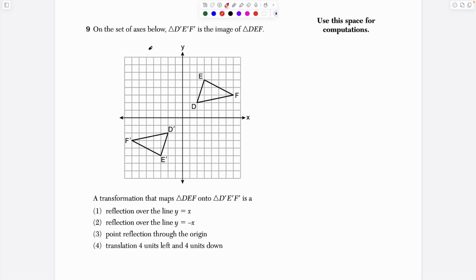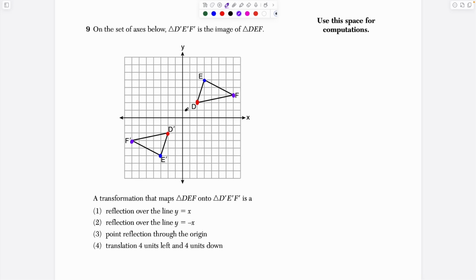Question 9: on the set of axes below, triangle D'E'F' is the image of triangle DEF. A transformation that maps triangle DEF onto triangle D'E'F' is... and we have these 4 options to choose from. So let's look through the answer choices here and see which points have to match up. D has to go over here to D'. E has to go over to E'. And then F has to go over to F'. So whatever the rule is, it has to work for all 3 pairs of points.